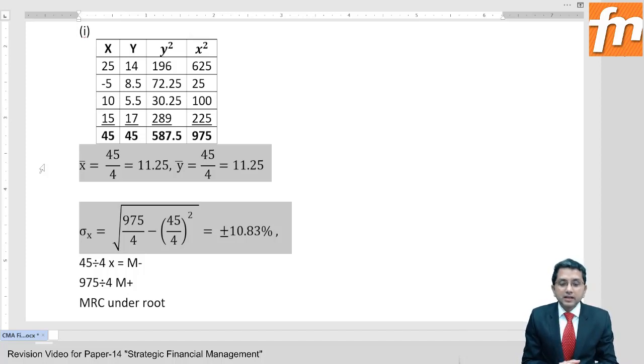For the sake of ease, let's call it 10% rather than 10.83%. So return on Bajaj Auto is 11.25 plus minus 10%. If it is plus 10%, 11.25 plus 10 is 21.25. If it is minus 10, then 11.25 minus 10 is 1.25. So the return will fluctuate between 1.25 on the lower end and 21.25 on the higher end if only one standard deviation fluctuation is there. That's the meaning of standard deviation.